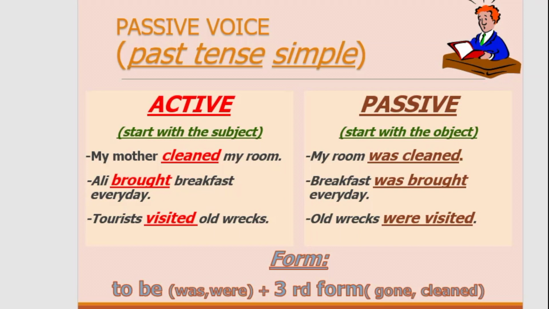لاحظ الجمل هذه في الماضي. بدأنا بالمفعول به اللي هو my room. My room مفرد استخدمنا معه was. والتصريف الثالث من cleaned. Ali brought breakfast every day. Breakfast was brought every day. Tourists visited old wrecks. Old wrecks جمع استخدمنا معه verb to be were visited. يبقى لكي نحول الفعل الماضي إلى المبني للمجهول نستخدم was في حالة المفرد were في حالة الجمع مع التصريف الثالث للفعل. We used was or were, a verb to be in the simple past, plus the past participle forms.